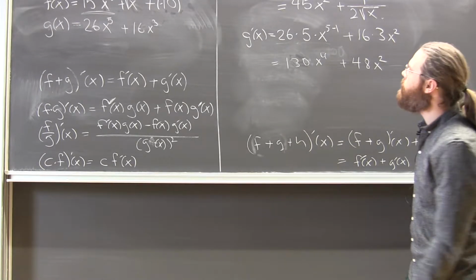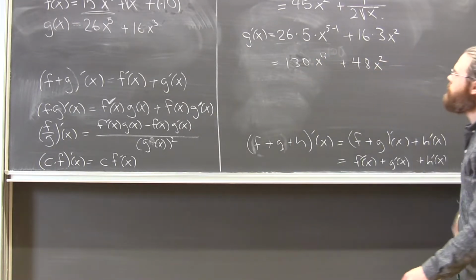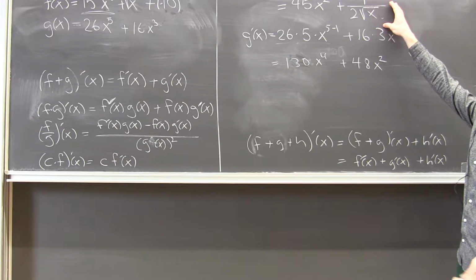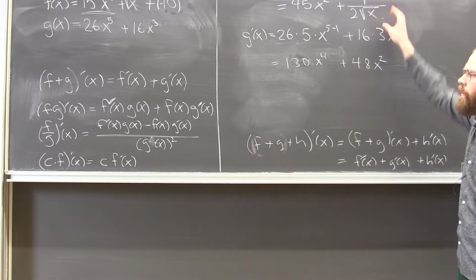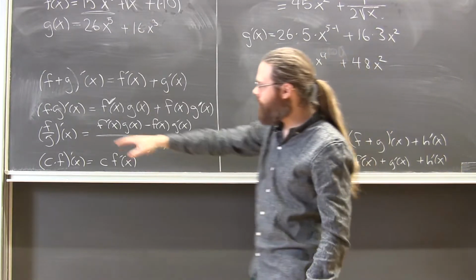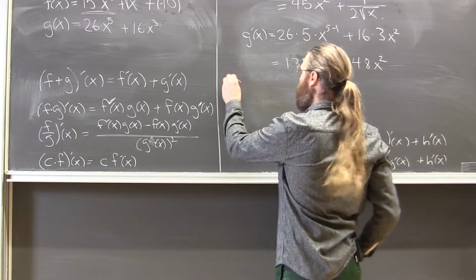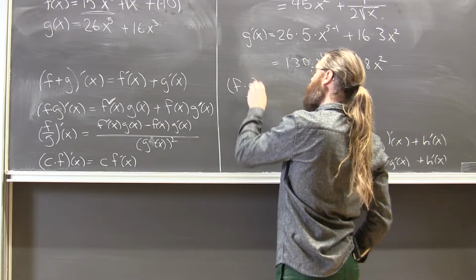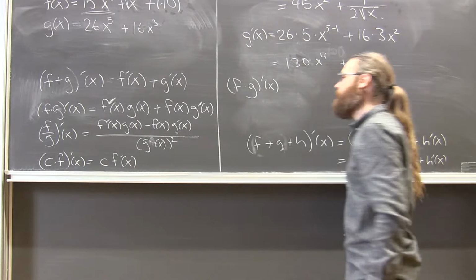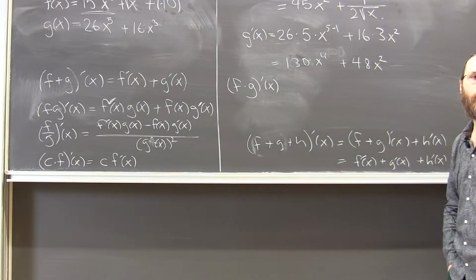Now, if we take the sum of these two functions, I would just have to take the sum of this and that. Right? That's simple enough. But how do we find the derivative of their products? So f times g, the derivative of this. What is this?